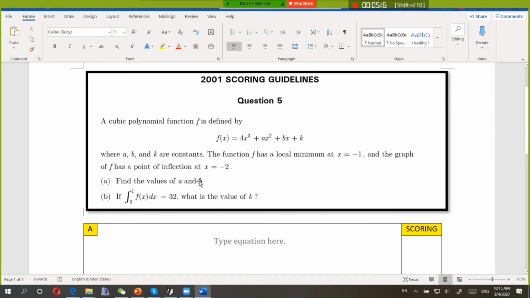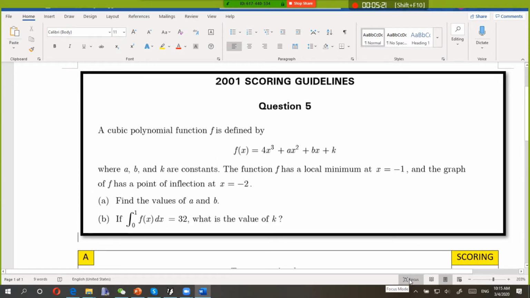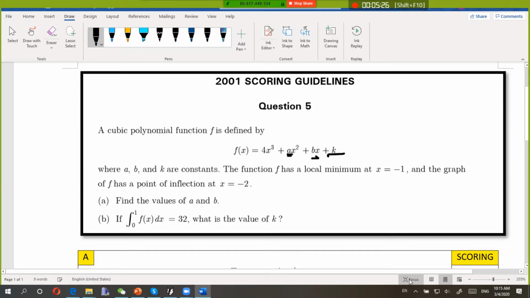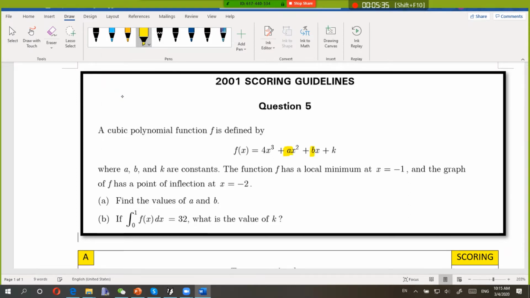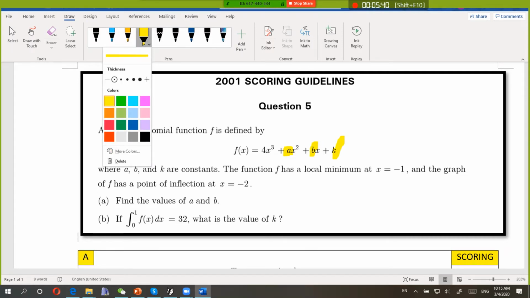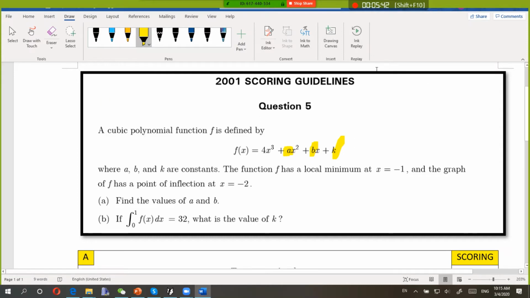So we have this polynomial with a bunch of unknowns. You can see I've got 3 variables that we're not sure on. 3 constant numbers, I should say, that we don't know. So that's A, B, and K. However, we're told that the function does have a local minimum at -1 and a point of inflection at -2. So I want to find the values of A and B.